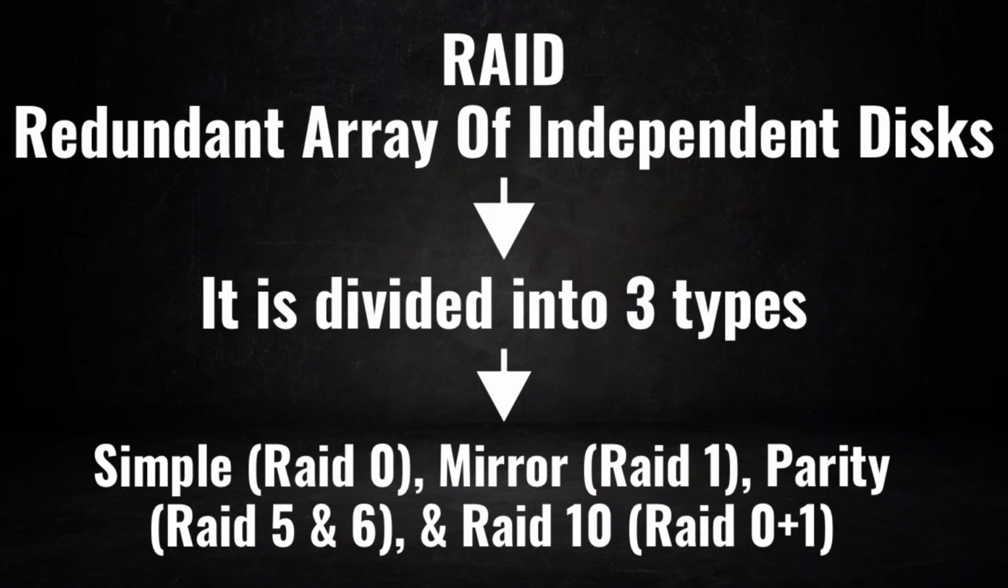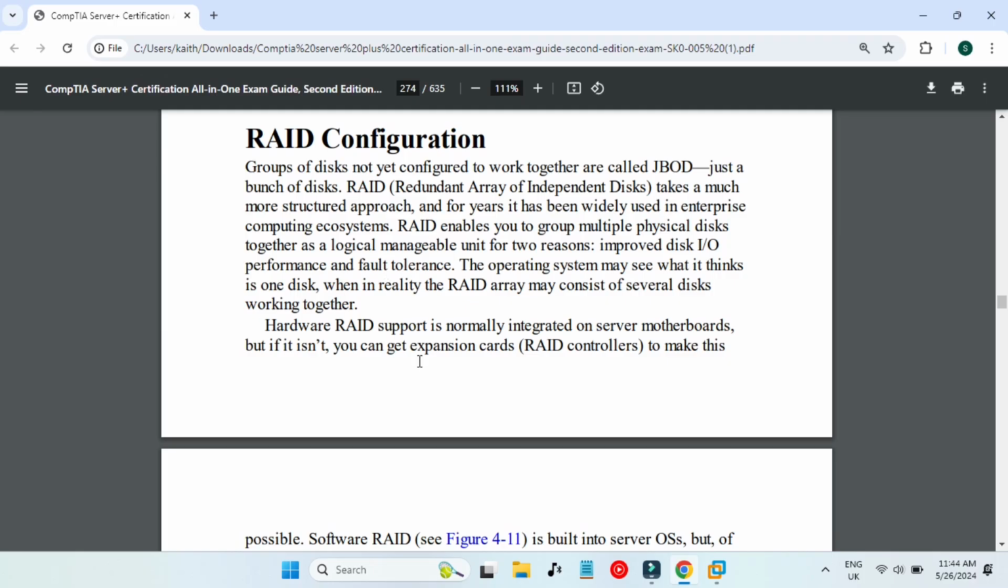So what does RAID mean? RAID means redundant array of independent disks. It is divided into three types: simple, mirror and parity RAID. Simple RAID includes RAID 0, mirror uses RAID 1, and parity has RAID 5 and RAID 6. And then we have RAID 10, which is the combination of RAID 1 and RAID 0. So let's start by learning some basics about RAID configuration.